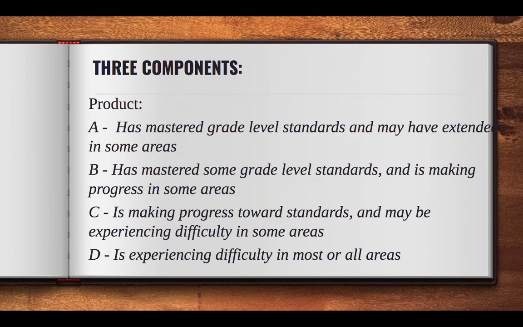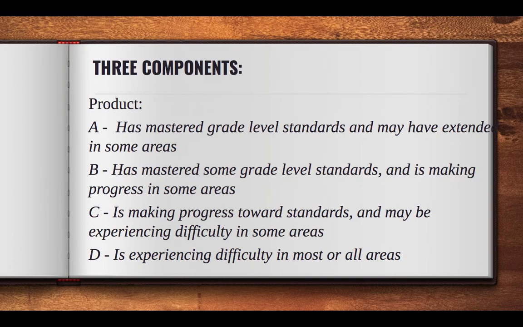The product is an A, which means the student has mastered grade level standards and may have extended in some areas. A B, which means that the student has mastered some grade level standards and is making progress in some areas. A C, meaning the student is making progress overall, but may be experiencing difficulty in some areas. And a D signifies that the student is experiencing difficulty in most or all areas.